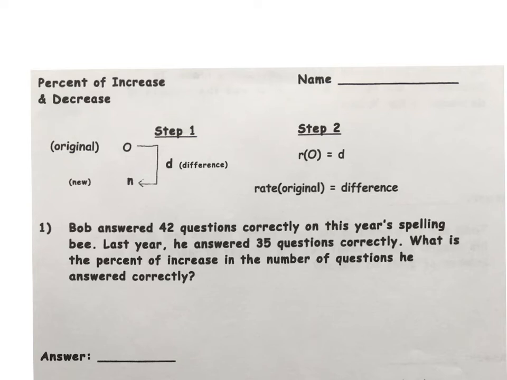Welcome to the lesson on percent of increase and percent of decrease. This is a proportional relationship. When we're calculating percents, we can use the formula K times X equals Y to complete some simple calculations for percentage problems. However, we're going to change the variables slightly to fit the problem we're working on.